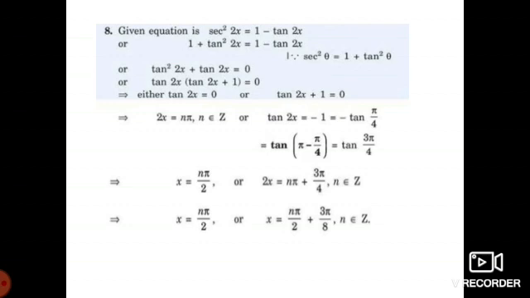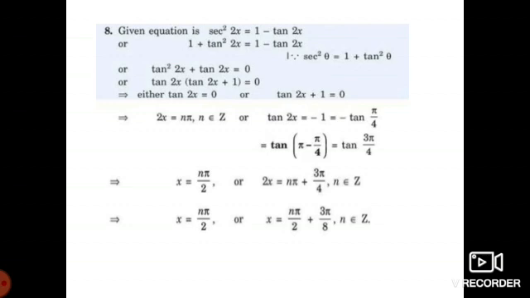So 2x equal to n pi or tan 2x plus, here you will apply the formula. So you take the common term outside. Tan square 2x plus tan 2x equal to 0 you will get on simplification. Here tan 2x into (tan 2x plus 1) is equal to 0. Either tan 2x equal to 0 or tan 2x plus 1 is equal to 0. So in the left, here you will get 2x equal to n pi. Here you can write tan 2x equal to minus 1. And as before, the same thing you are following here also.